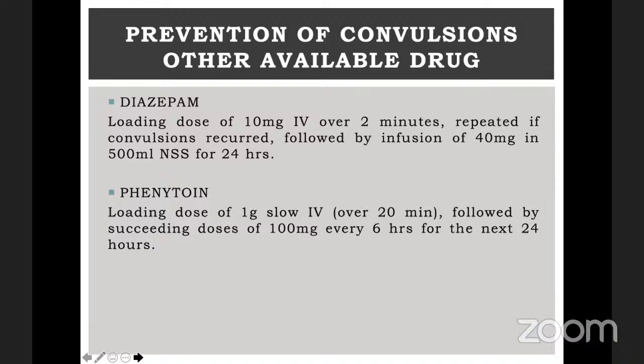Prevention of convulsions, other available drug: diazepam. Loading dose of 10 mg IV over 2 minutes, repeated if convulsions reoccur, followed by infusion of 40 mg in 500 ml NSS for 24 hours. Phenytoin: loading dose of 1 gram slow IV over 20 minutes, followed by succeeding doses of 100 mg every 6 hours for the next 24 hours.